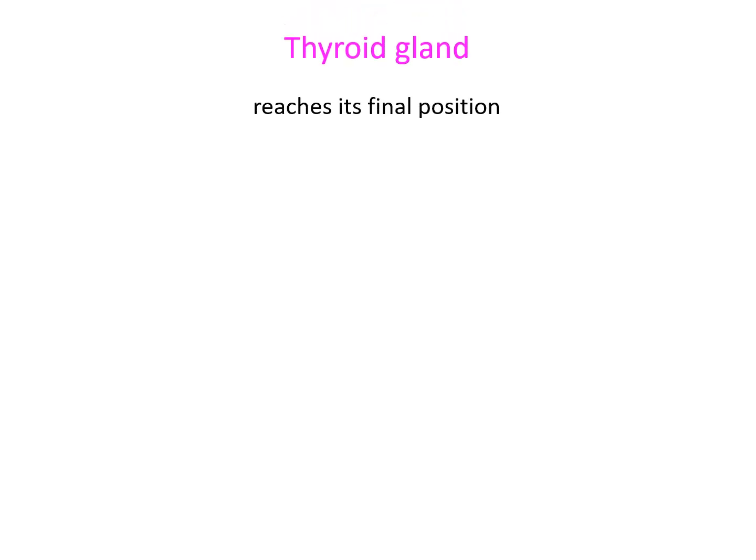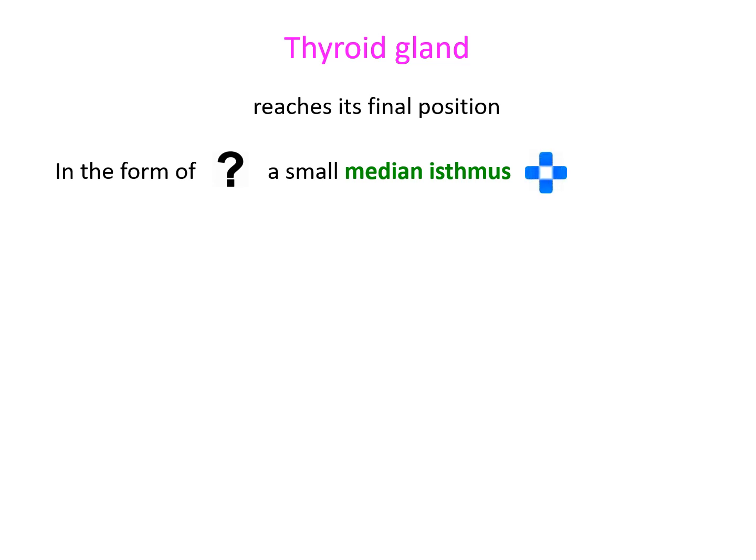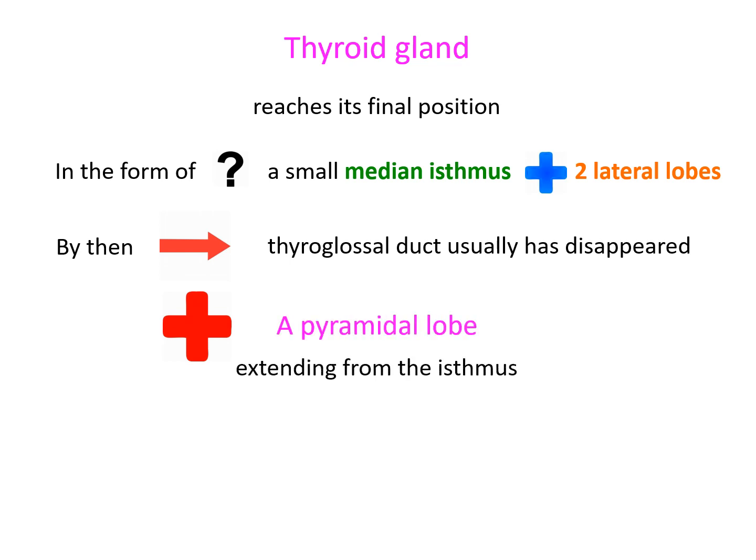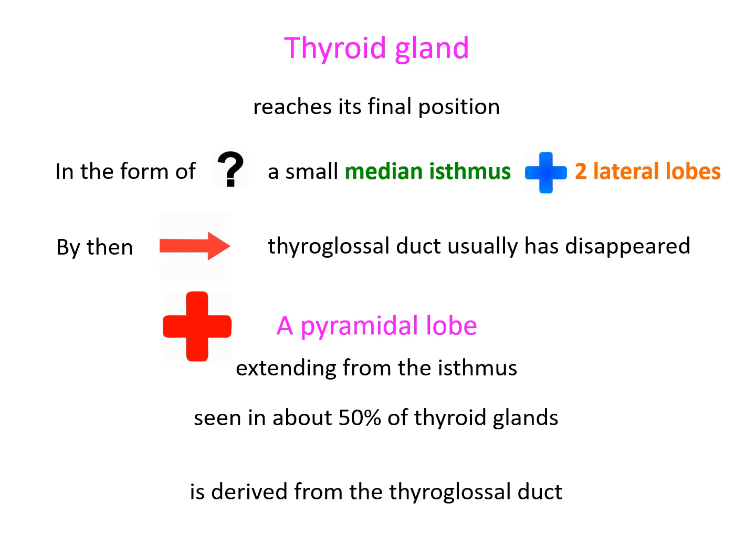As the thyroid gland reaches its final position in front of the trachea in the form of a small median isthmus and two lateral lobes, by then the thyroglossal duct usually has disappeared, losing connection with the tongue, plus there will be a pyramidal lobe extending from the isthmus, seen in about 50% of thyroid glands. It is derived from the lower part of the thyroglossal duct.